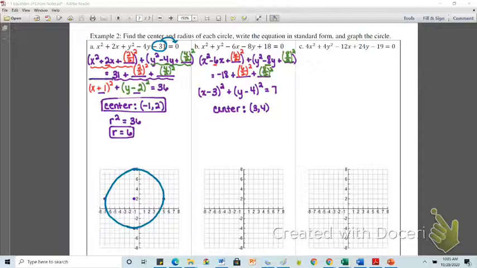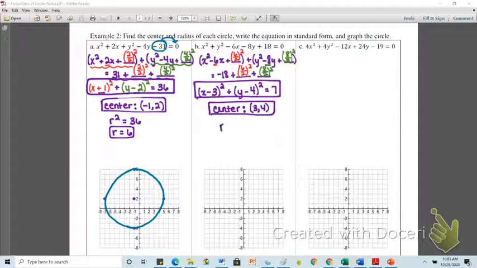Okay, so this is all the stuff you need. You need the equation of your circle. I need my center. And I need the radius. So I know r squared is 7. So r equals the square root of 7, which is 2.6. Because sometimes it's not a nice, neat number.